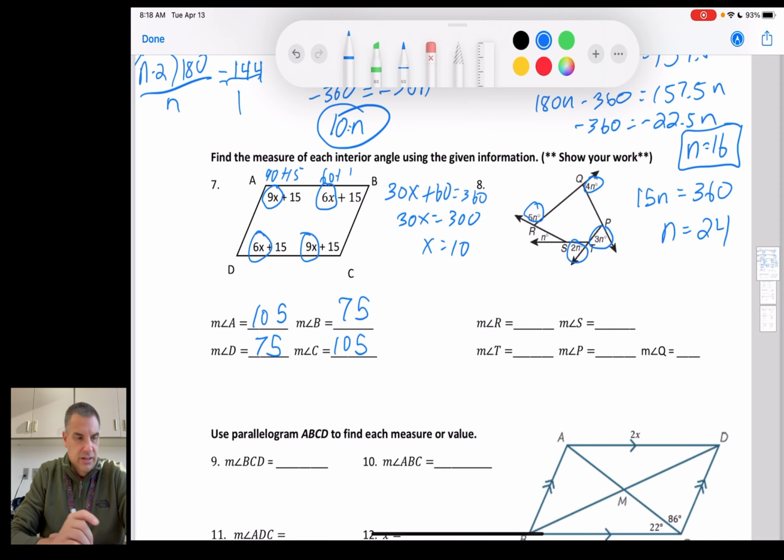So angle R is 5 times 24, which is 120. Angle S is 2 times 24, which is 48. Angle T is 3 times 24, which is 72.